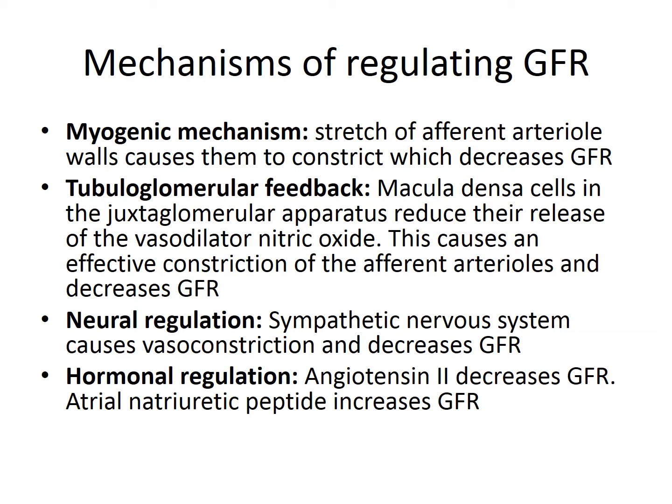And finally, there are a couple of hormones that can act on the kidney. In fact, I've only got two here, but there are other hormones as well. Here for the glomerular filtration rate, angiotensin II can decrease it, and this peptide, atrial natriuretic peptide, that's produced by the heart, can increase the glomerular filtration rate. So we've got 4 different mechanisms of regulating the glomerular filtration rate. So now we know we can regulate how much is going through the kidney.